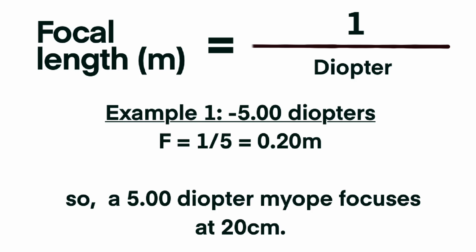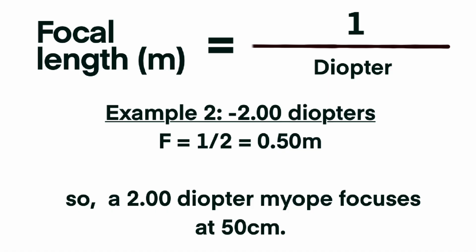Let's do a couple of quick myopic examples. Example 1. -5 diopters. F equals 1 divided by 5 equals 0.2 meters. So a 5 diopter myope, the minus denotes the focal length falling in front of the retina, focuses at 20 centimeters. So a person with -5 power who is not wearing correction must view an object at the focal length of 20 centimeters. Any further will not be in focus.